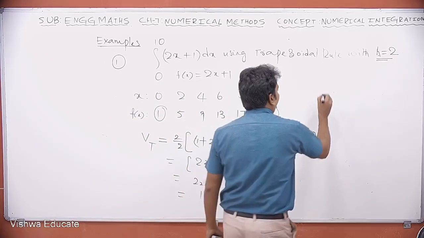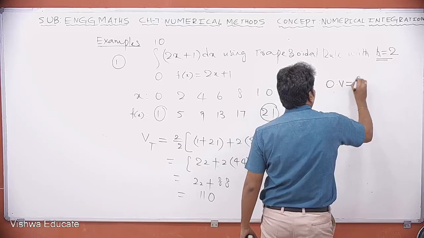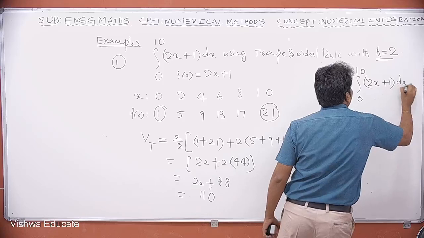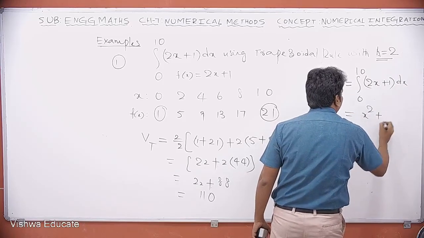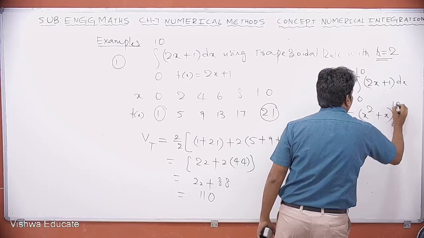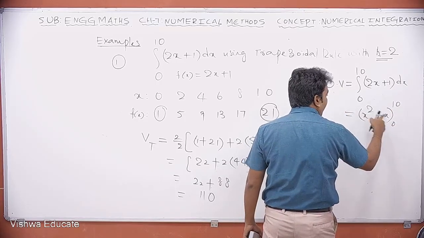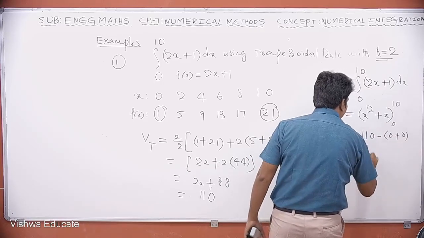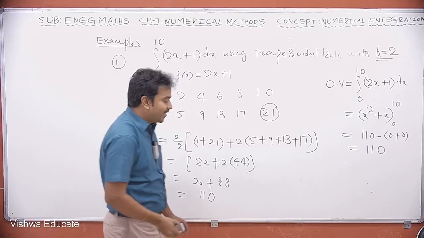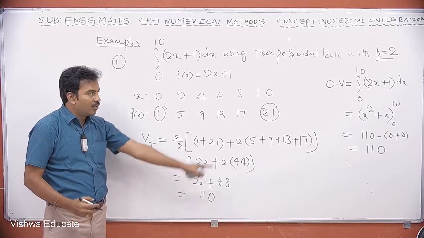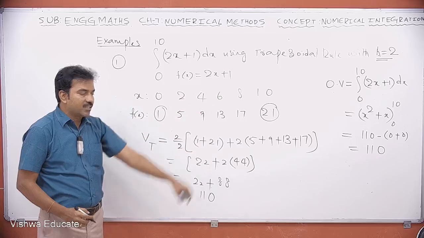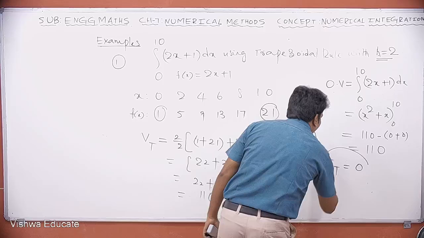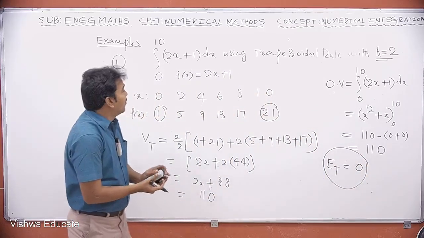Let us find original value, that is value by direct integration. So integral 0 to 10, 2x plus 1 dx. So this is x square plus x. Limits are from 0 to 10. So replace x by 10, 10 square plus 10. This is 110 minus 0. So this gives me 110. So interestingly, the value by trapezoidal rule is 110. The value by direct integration gives me 110. Therefore, the value of Et is 0. So error is 0 for this function.